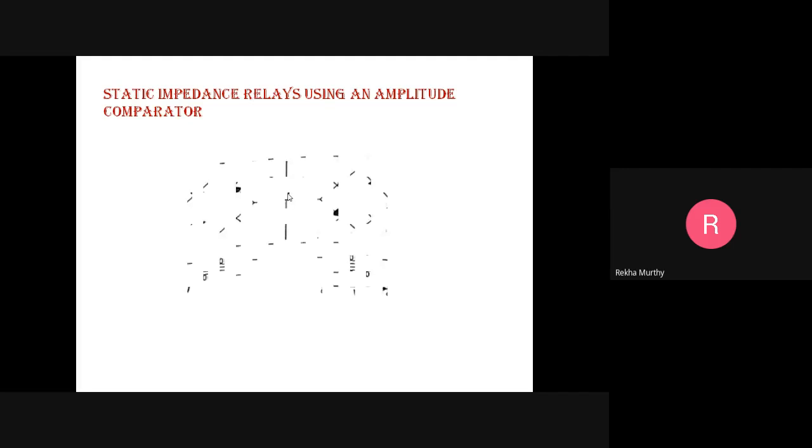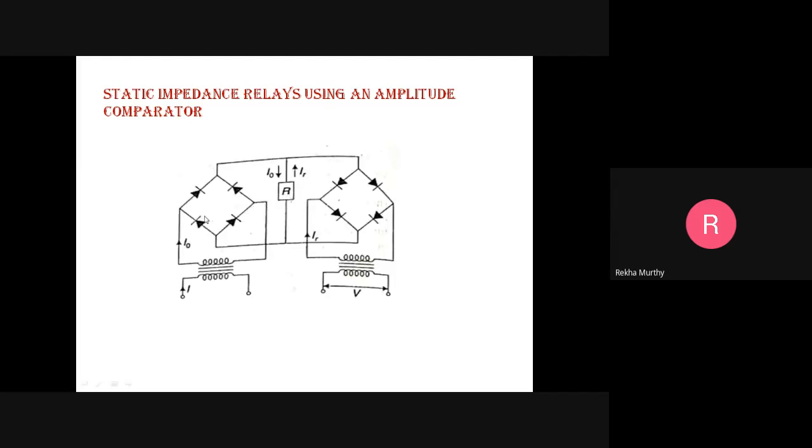Wherein there will be a rectifier bridge comparator. There will be two bridge rectifiers. This is mainly used to realize the impedance relay characteristics. Since here it is an amplitude comparator, I is compared with the voltage V. Here these are the actuating quantities. I is an operating quantity, and V is the restraining quantity.